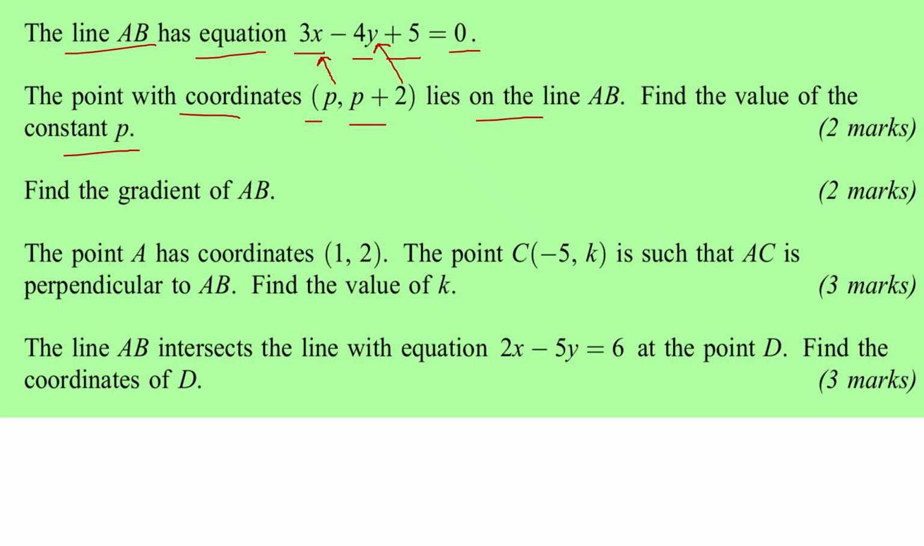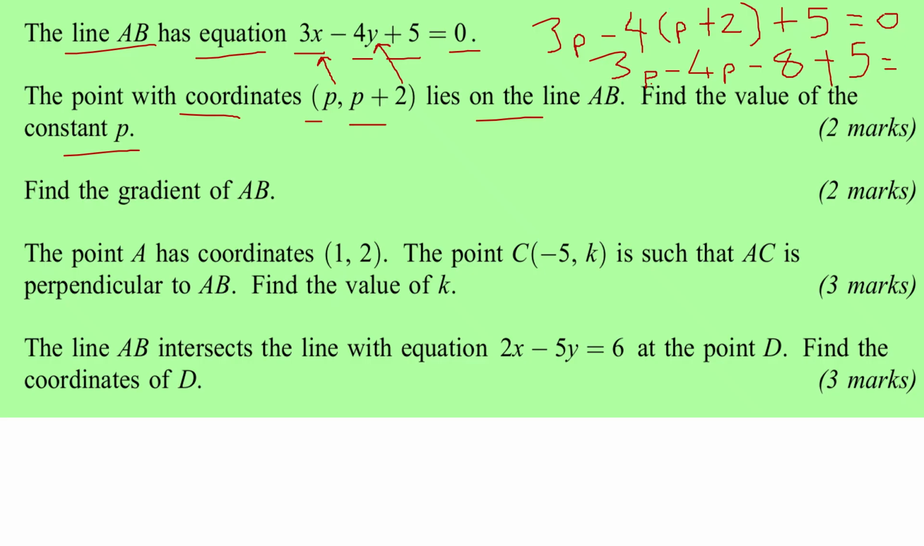So I have 3x, so 3 lots of P, so 3P, minus 4 lots of y, so minus 4 lots of P plus 2. Close the brackets and then copy down the plus 5 is equal to 0. After that, we are going to expand the brackets and collect like terms. We've got 3P, then minus 4 times P makes minus 4P. Then minus 4 times plus 2 makes minus 8. Copy down the plus 5 is equal to 0.